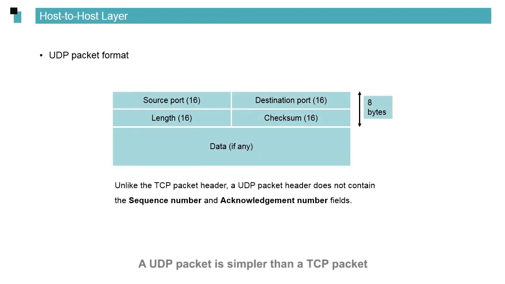A UDP packet is simpler than the TCP packet. The UDP packet merely contains 4 fields: source port, destination port, length, and checksum. UDP transmits lower layer packets in an unreliable fashion because UDP packets carry no sequence number or acknowledge number.